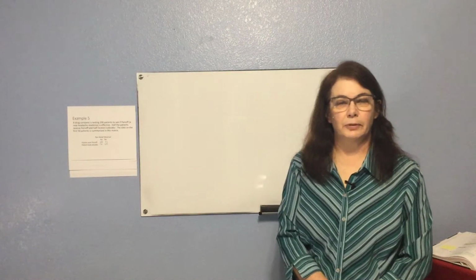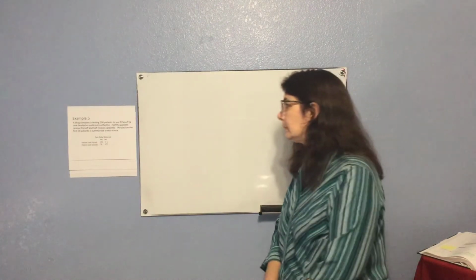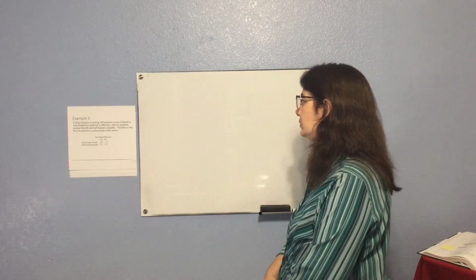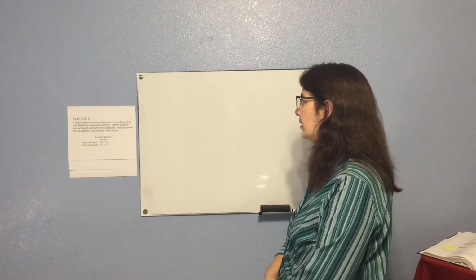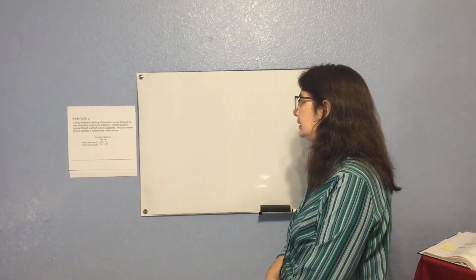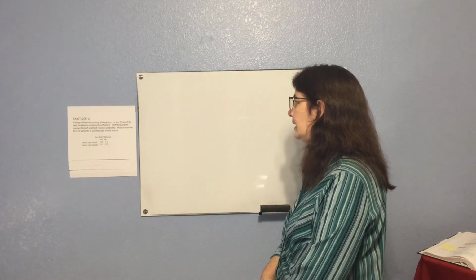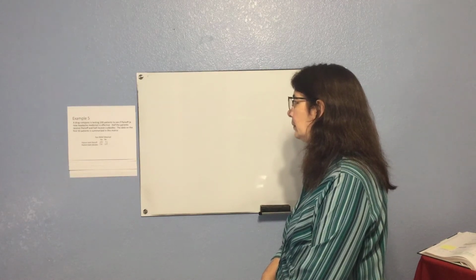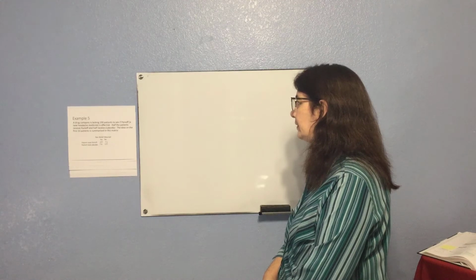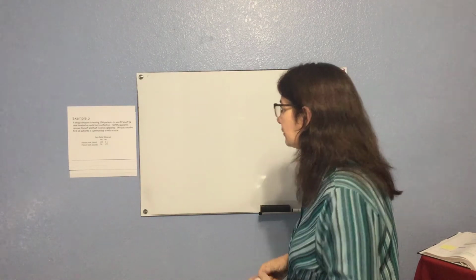Here's another example from real life. A drug company is testing 200 patients to see if Pain Off, a new headache medicine, is effective. Half the patients receive Pain Off and half receive a placebo. The data on the first 50 patients is summarized in this matrix.